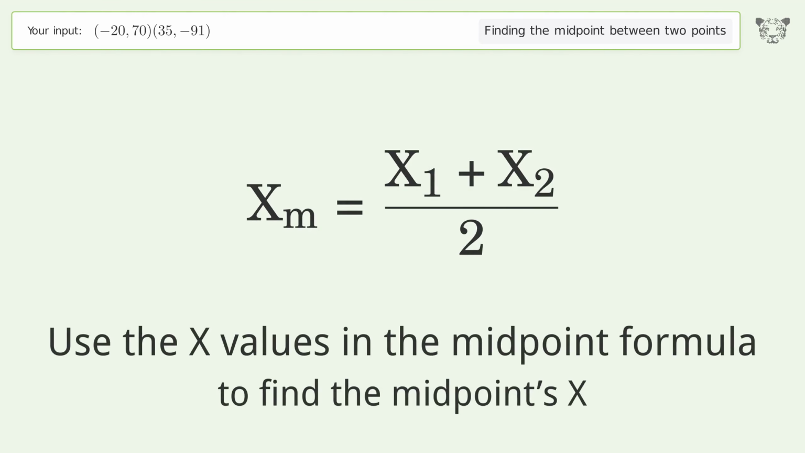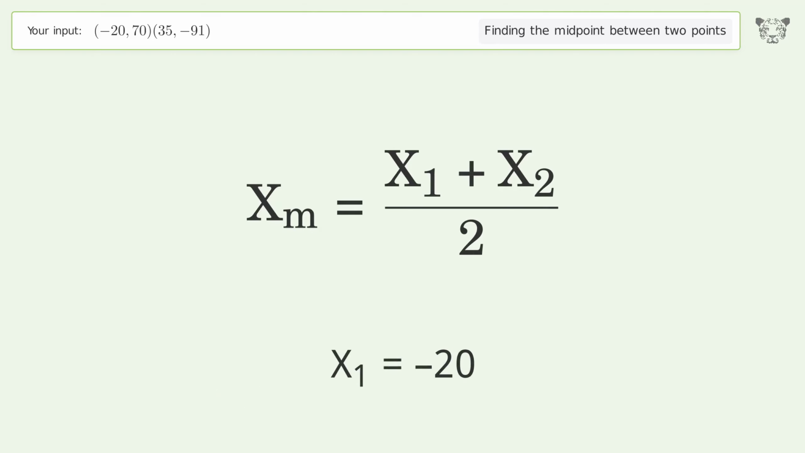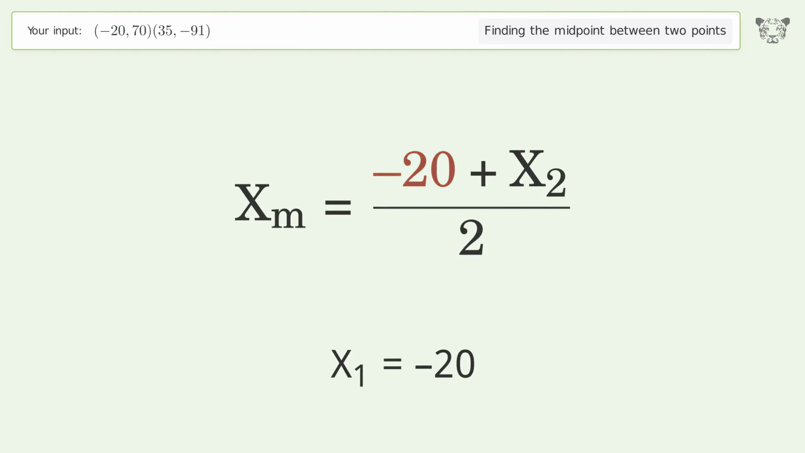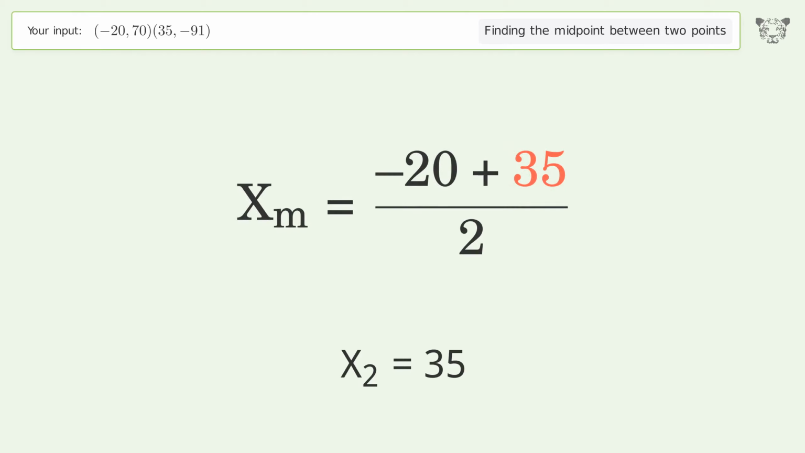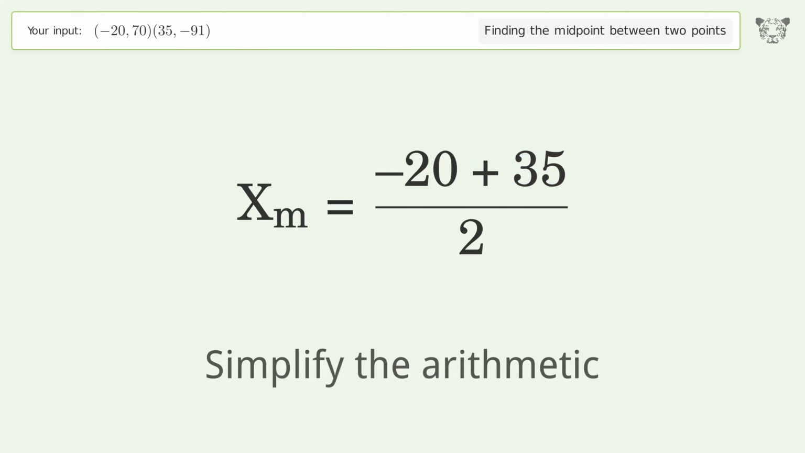Use the x values in the midpoint formula to find the midpoint's x. x1 equals negative 20. x2 equals 35. Simplify the arithmetic.